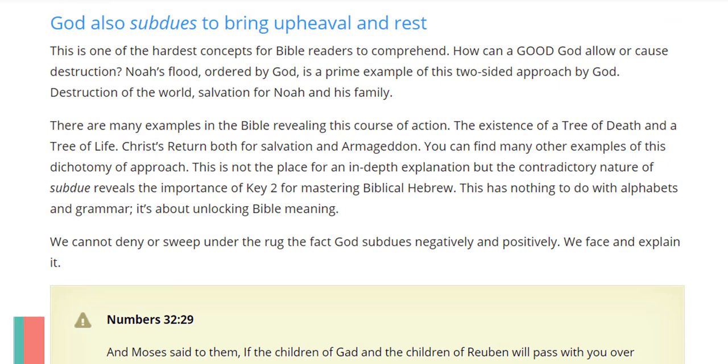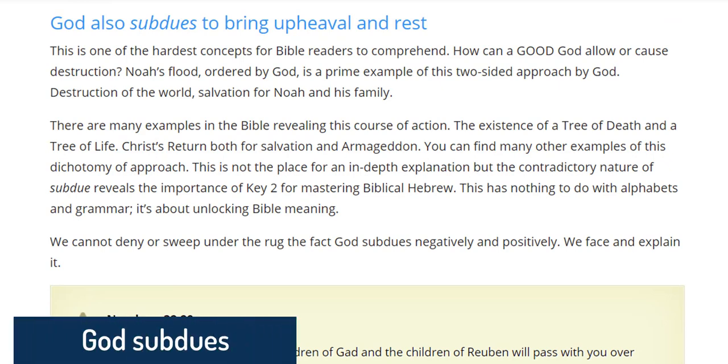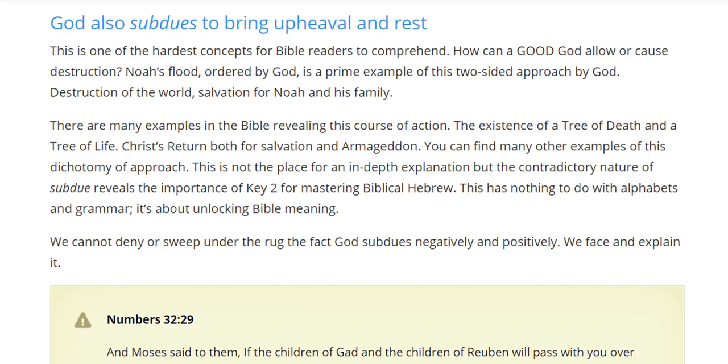God also subdues to bring upheaval and rest. This is one of the hardest concepts for Bible readers to comprehend. How can a good God allow or cause destruction? Noah's flood, ordered by God, is a prime example of this two-sided approach by God: destruction of the world, salvation for Noah and his family.